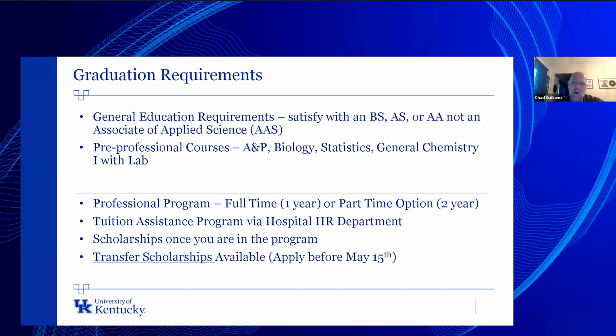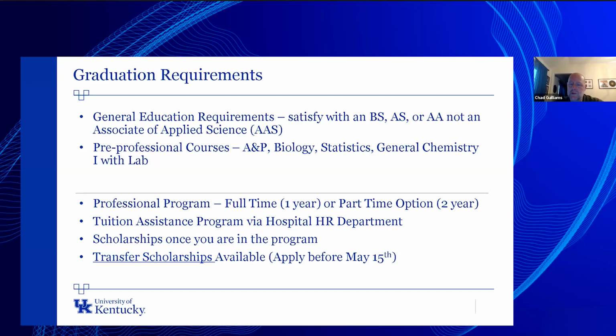And so most people, all they need for the pre-professional courses is general chemistry. Some of you, though, some other universities or associate programs do require Gen Chem for their associate of applied science, and so you've already met that. All right. Tuition assistance, check that out with your HR department. We have lots of scholarships. Once you're admitted into the program, we usually can give you scholarships, a few $1,000s once you're in the program.